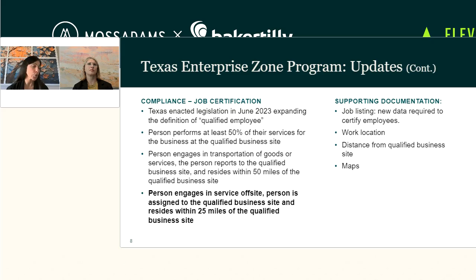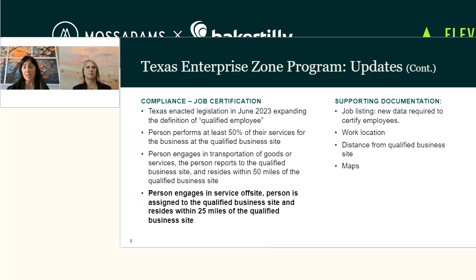To help companies alleviate that, in June 2023, Texas did pass and enact legislation that now allows for a third bucket, and that essentially is for remote workers. So a company can now have remote workers as long as they live within 25 miles of your qualifying facility.